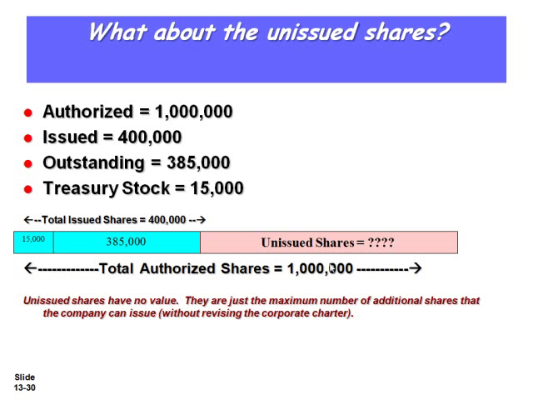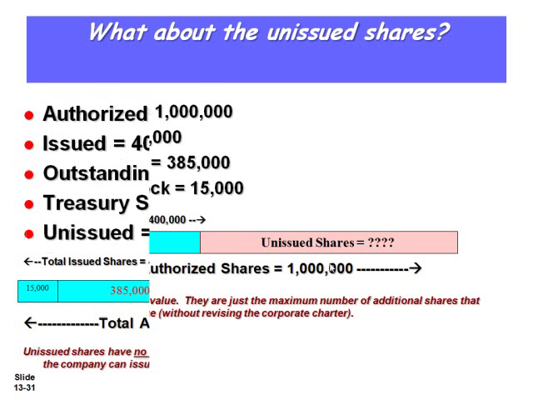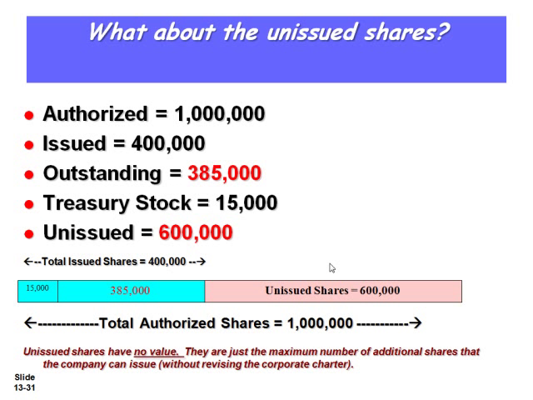Unissued shares have no value. Again, they're just the maximum number of shares that the company can issue. And by the way, when you issue additional shares out of the company's unissued shares, that has to be approved by the board of directors and voted on. So the unissued shares add up to 600,000, and the active shares, 385,000 outstanding, 15,000 in treasury. They are both considered issued shares.